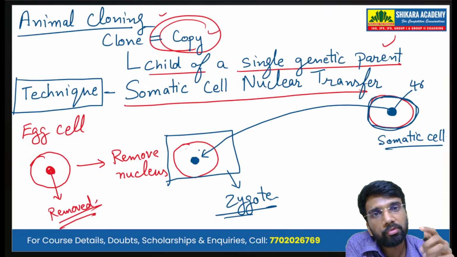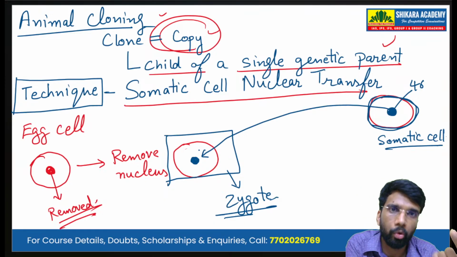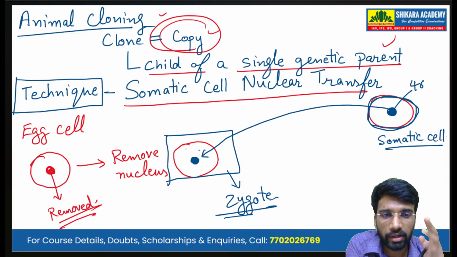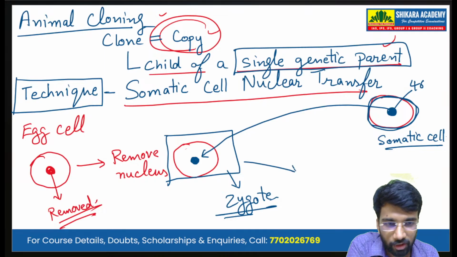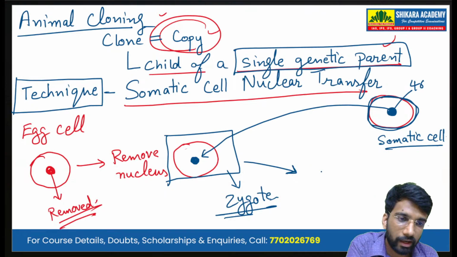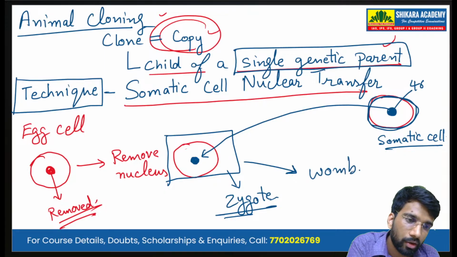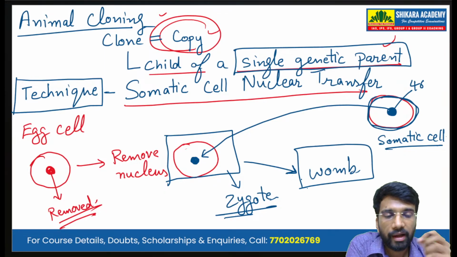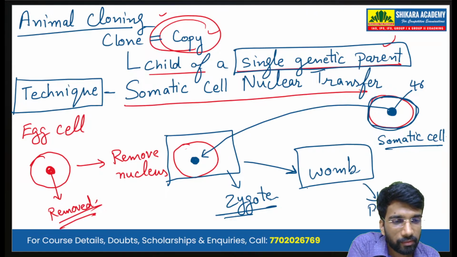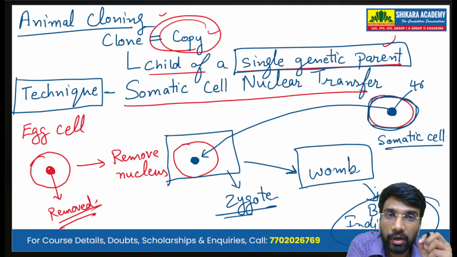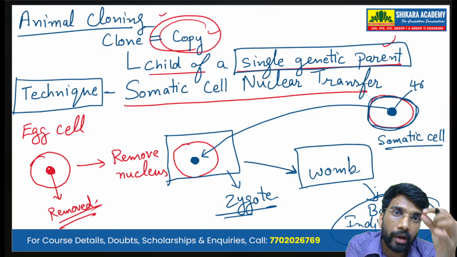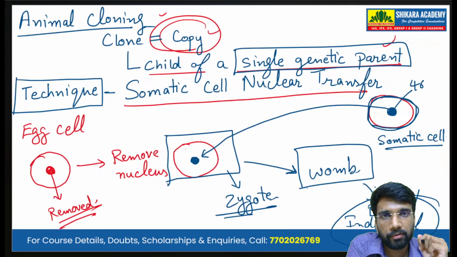Now, there are 46 chromosomes coming from only the one parent, whoever is giving the somatic cell. Okay. So that is the single genetic parent. So this particular zygote now will develop. This cloned zygote will be placed in the womb of a female, and then we get a baby or the individual who is actually the clone, the exact replica of the person whose somatic nucleus was taken. Okay.